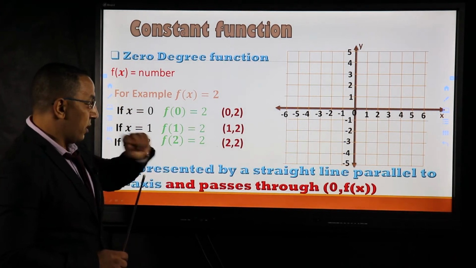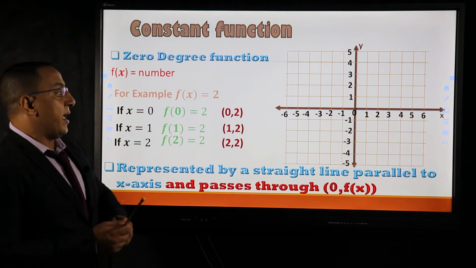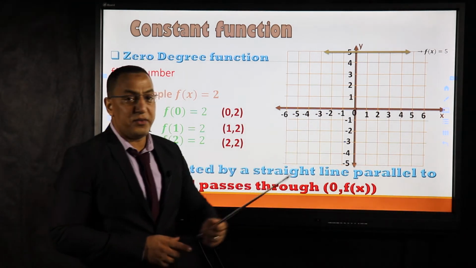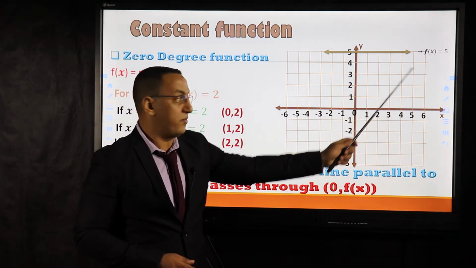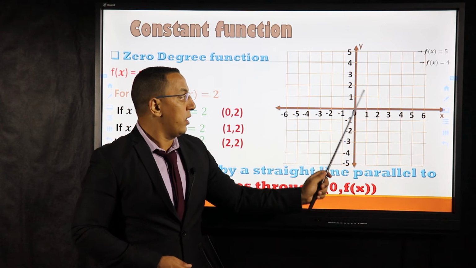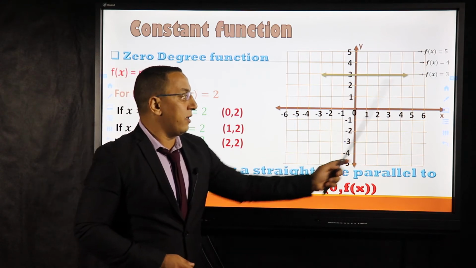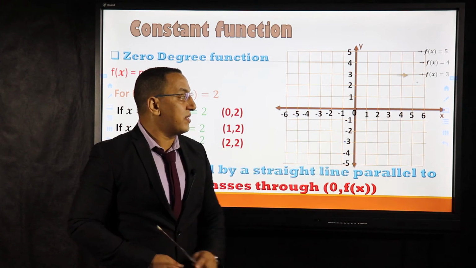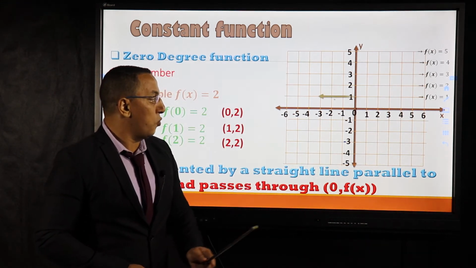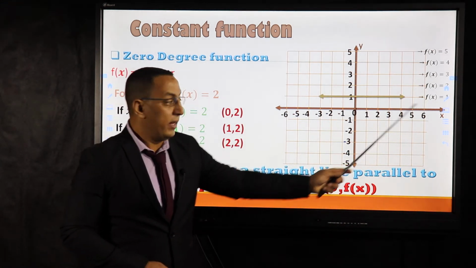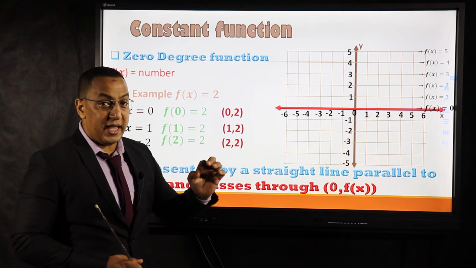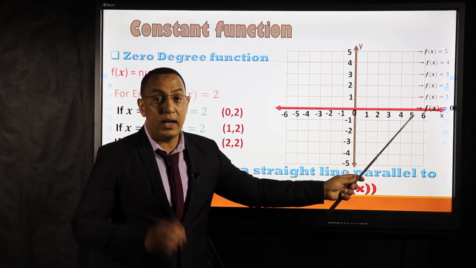Here are some examples for the constant function. If we have a line parallel to the x-axis and passes through 5, this is f of x equals 5. Another example, if a line passes through 4, this is f of x equals 4. If a straight line passes through 3, it is f of x equals 3. If it passes through 2, f of x equals 2. If it passes through 1, it is f of x equals 1. And if the line passes through 0, this is the x-axis. Don't forget, the x-axis is f of x equals 0.